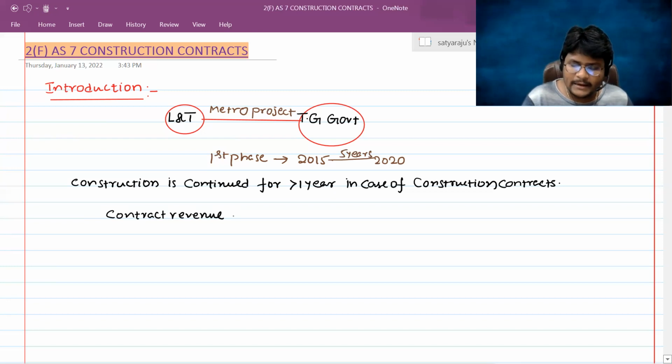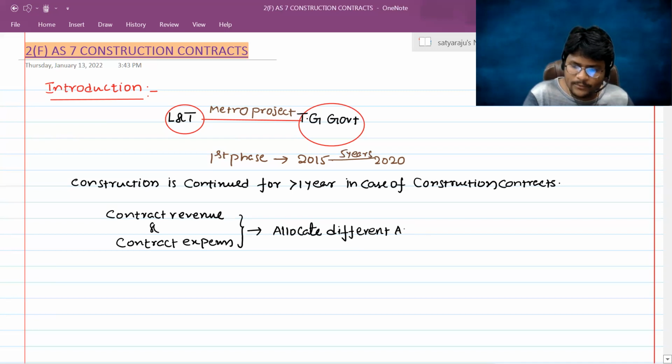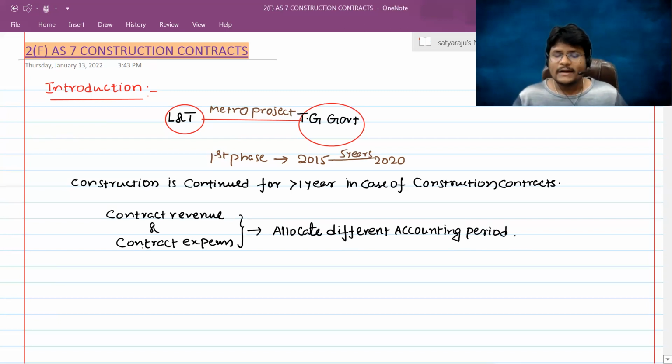how you are allocating not only the contract revenue but also the contract expenses, that is the total contract revenue and contract expenses, how we should allocate or apportion them to different accounting periods. The total contract revenue and contract expenses related to a specific construction contract, how we are going to allocate among different accounting periods is the major matter of discussion here, guys.